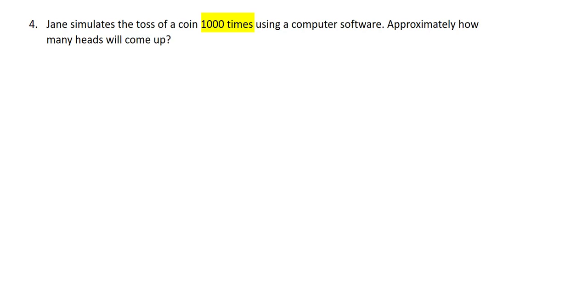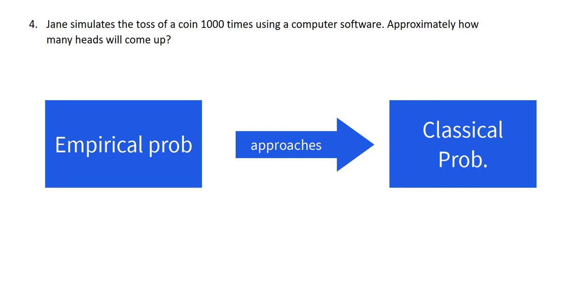Next, we look at the following question. Jane simulates the toss of a coin 1,000 times using computer software. Approximately how many heads will come up? Now, in this question, we are going to be talking about the law of large numbers. She has simulated the toss 1,000 times. What the law of large numbers is saying is that when we perform this experiment many times, the empirical probability will approach the classical probability.